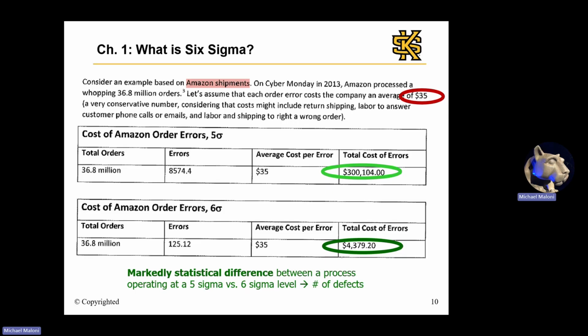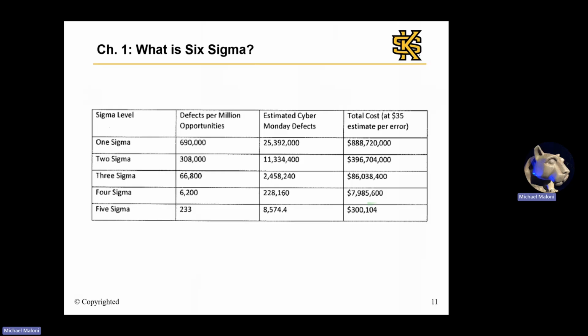Improving to 6 sigma saves about $295,000 that day alone. And lower sigma levels, meaning lower levels of quality, are much, much, much worse. 4 sigma results in $8 million in error costs. 3 sigma means 86 million in error costs. 2 sigma is 397 million in error costs. And then a 1 sigma level of quality means $889 million in error costs in one day.